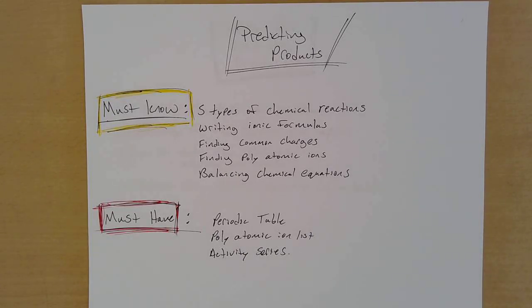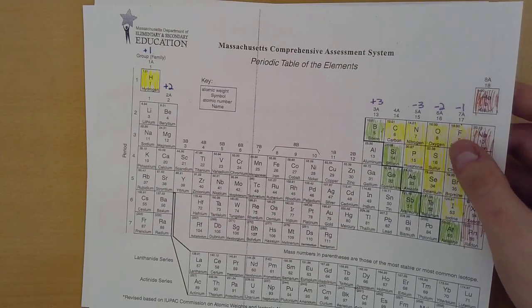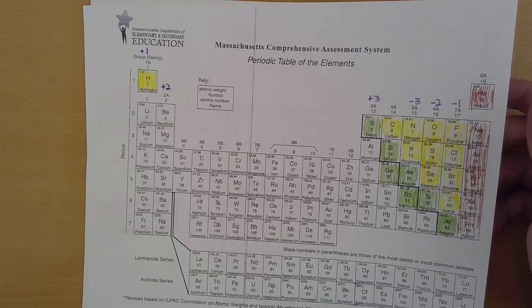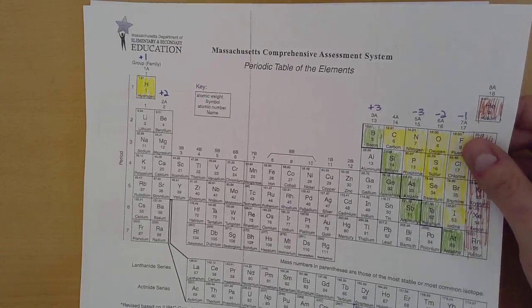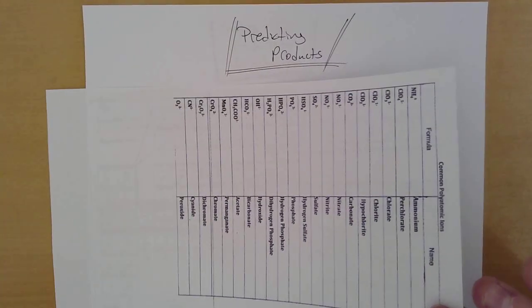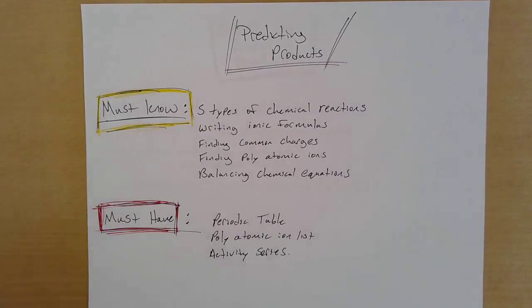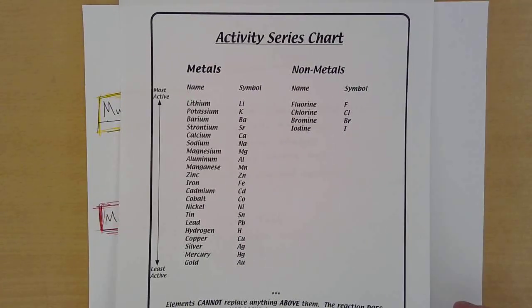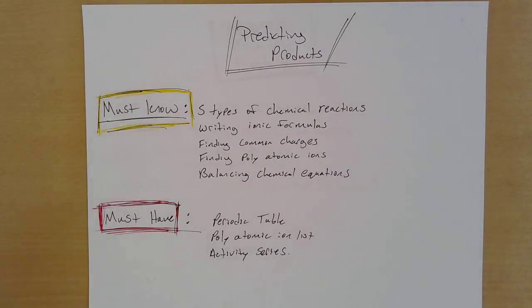I also need to remember how to write ionic formulas. I need to find common charges on my periodic table. I also need to be able to balance those equations and find polyatomic ions. To do this, I'm going to have my annotated periodic table in front of me. It has the charges up top, what is metal, non-metal, etc. It also has those polyatomic ions on the back. You might have a list that's separate, and that's okay. And then you also need this activity series chart for when we start working on those single replacement reactions.